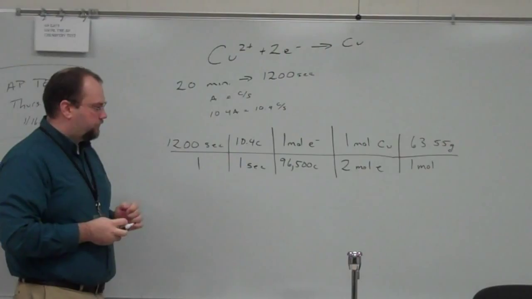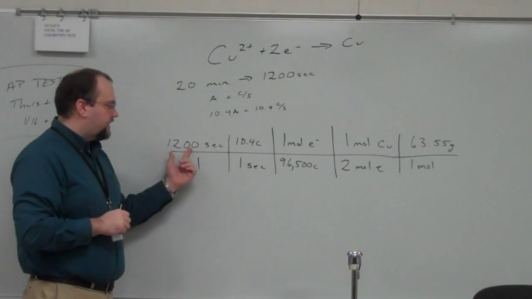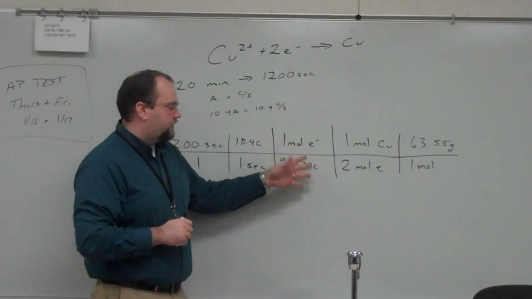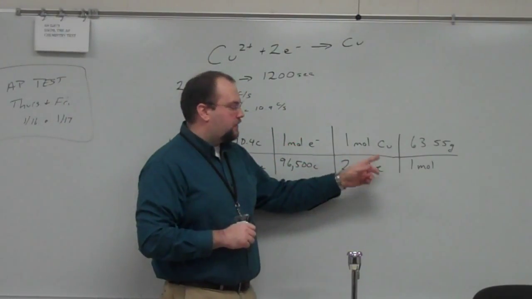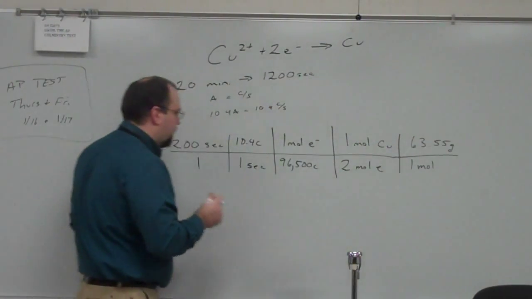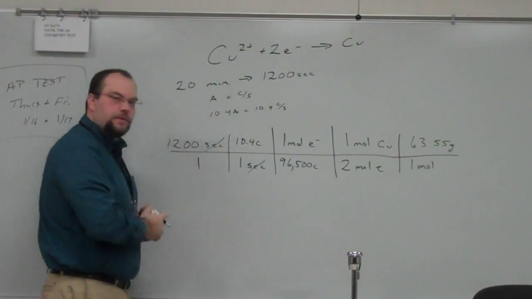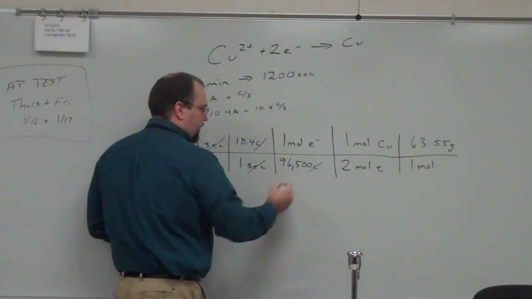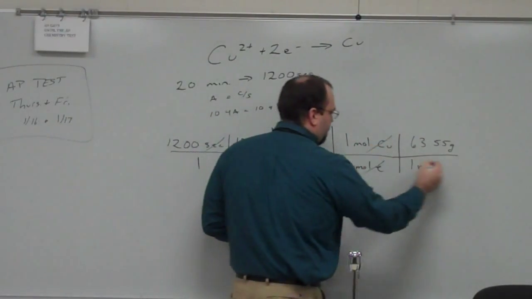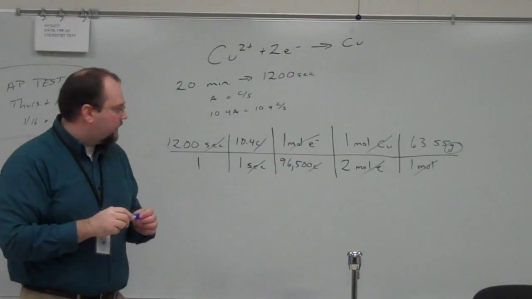So here's my equation. I start with time, and I know the current, so I'm able to take my time and the current and convert it into moles of electrons. I'm able to take my moles of electrons and convert it into moles of copper. I'm able to take my moles of copper and convert it into grams of copper. Let's just double check that everything crosses out. I have seconds on the top and seconds on the bottom, so those cancel out. My coulombs cancel out. My moles of electrons cancel out. My moles of copper cancel out. And the unit I'm left with is grams of copper.